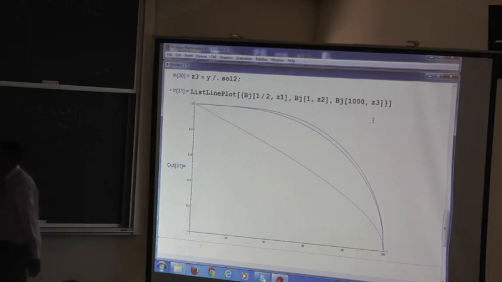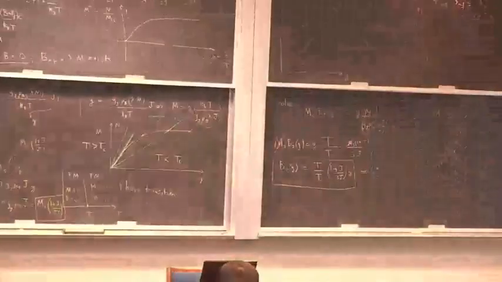Now the last thing I would like to do before we finish this class is find out the susceptibility for a ferromagnet. Now the susceptibility is quite easy.